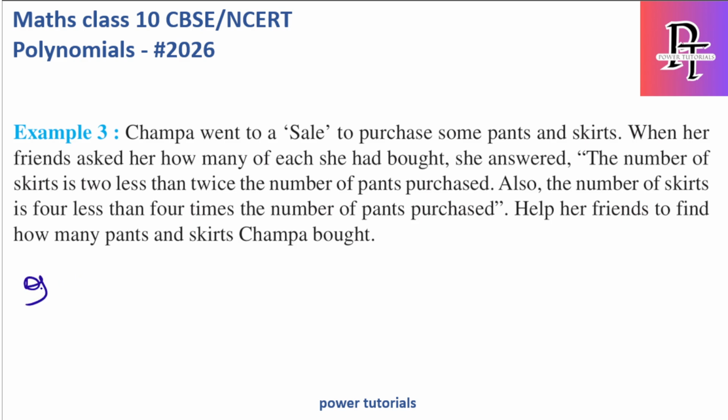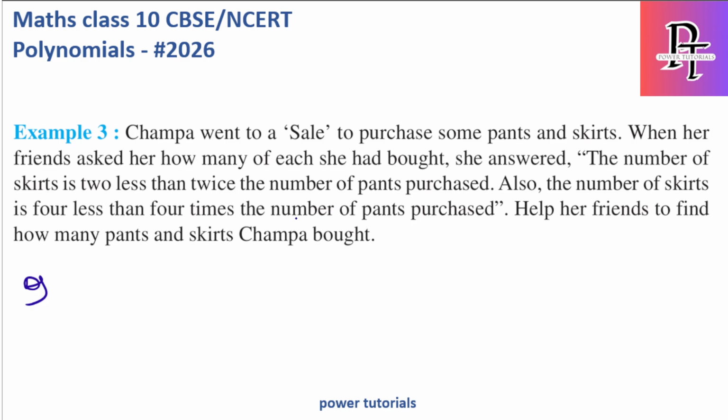This type of question will definitely come in your board exam, because they will give you case study type questions. From the case study we need to figure out the equations, and from the equations we need to get the solutions. So what is the case study here? Champa went to a sale to purchase some pants and skirts. When her friends asked how many of each she had bought, she answered: the number of skirts is 2 less than twice the number of pants purchased. Also, the number of skirts is 4 less than 4 times the number of pants purchased. Help her friends find how many pants and skirts Champa bought.